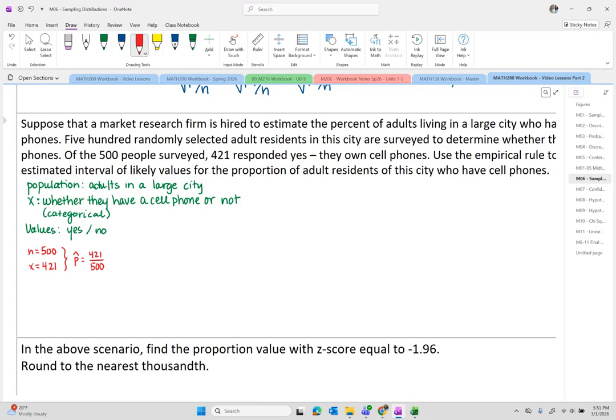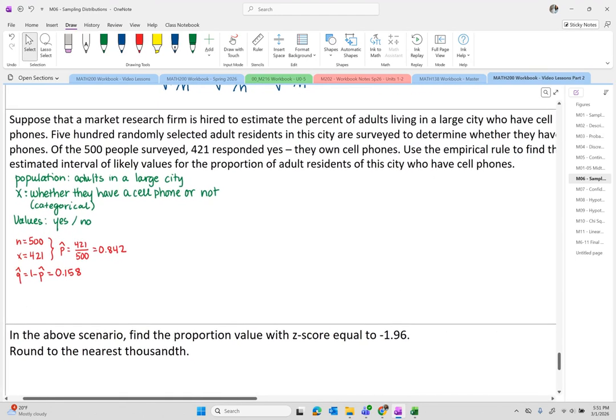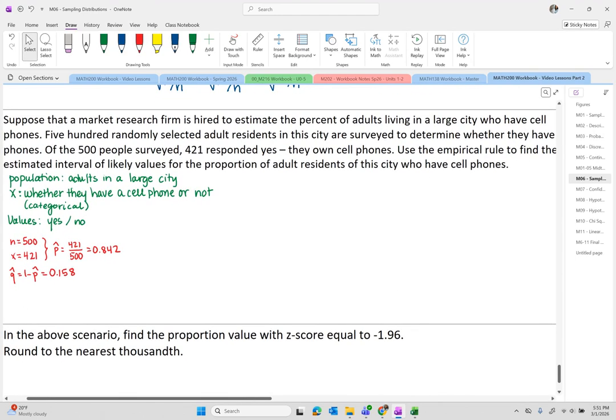to 0.842. And from here you can find the Q hat, or 1 minus P hat, to be 0.158. The rest of them. Use the empirical rule to find the estimated interval of likely values for the proportion of adult residents of this city who have cell phones.